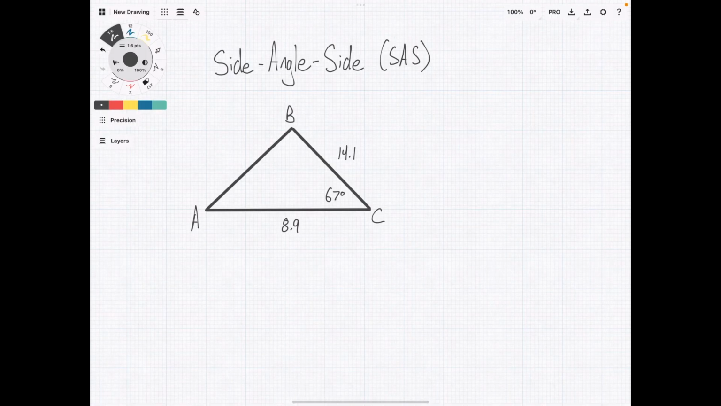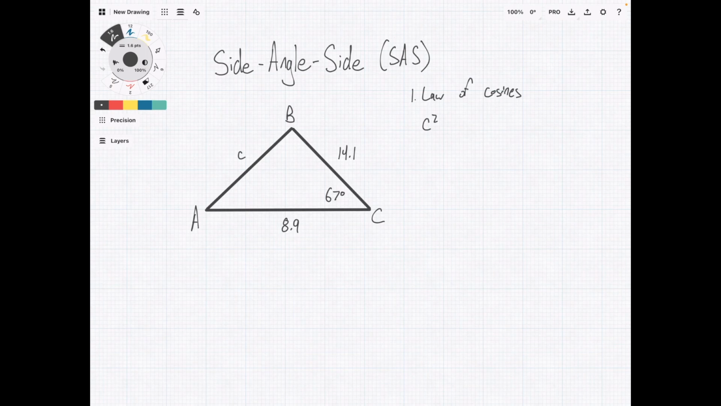Alright, now let's look at some practice problems where you can use the law of cosines to figure out the missing angle or side that you need. The first type of practice problem is a side angle side problem where we're given two sides and the angle between them, right here. So in this example, we're going to start by using the law of cosines, and we're going to find little c here.